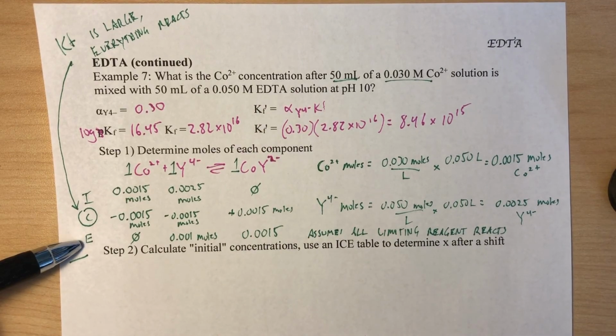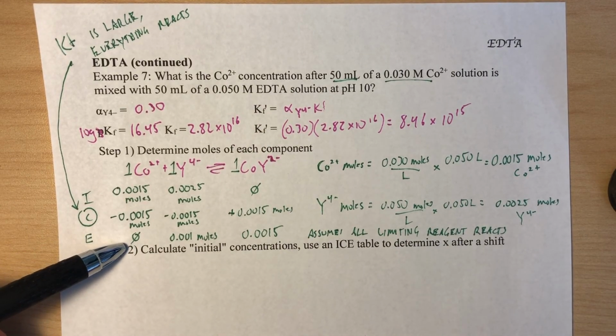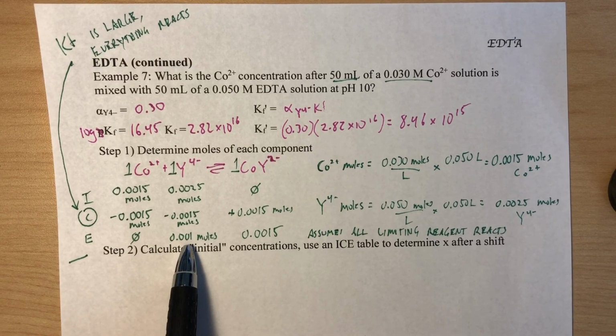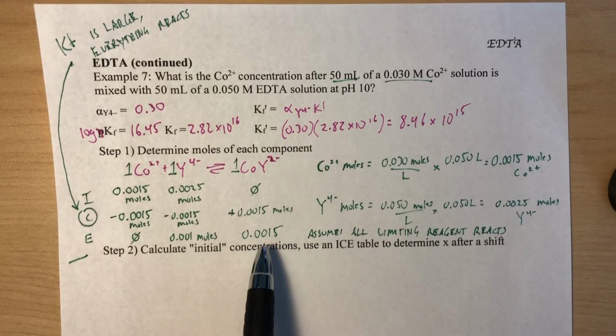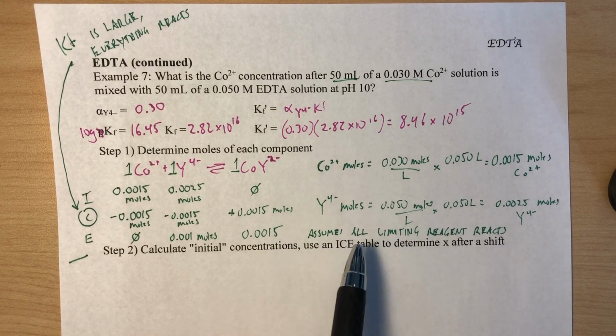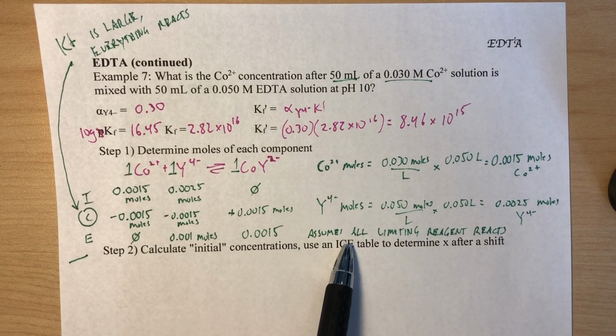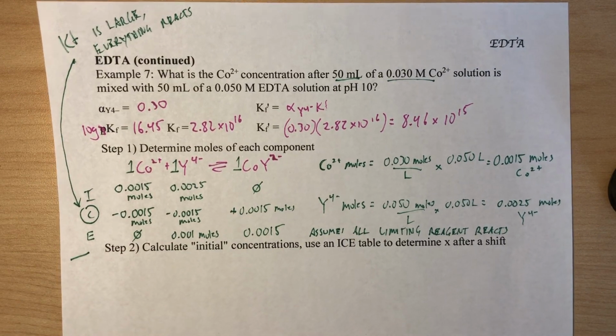So at equilibrium, we have no more cobalt moles remaining. We have 0.001 moles remaining of EDTA, and we have formed 0.0015 moles of our cobalt EDTA product. We assume that all of the limiting reagent reacts because Kf is very large. And we'll pick up there next class.